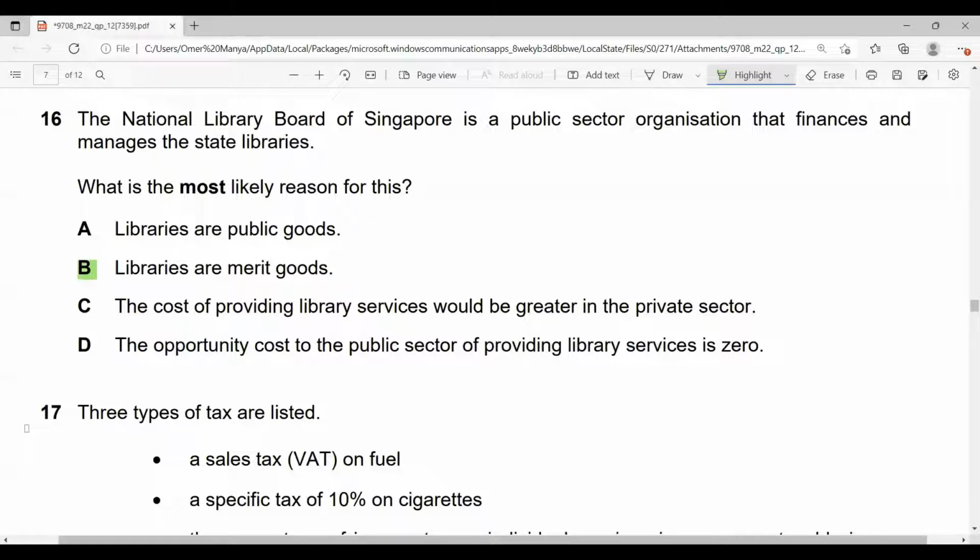But looking at options C and D, the cost of providing library services would be greater in the private sector. That's not necessarily true. The private sector is often considered quite efficient, especially because they have the profit motive. So this may or may not be true. The private sector could very well be very cost efficient. Lastly, the opportunity cost to the public sector providing library services is zero. Very unlikely that the opportunity cost is ever going to be zero when you're providing a good or service. The government is spending money on this service, and the money could have been spent elsewhere. It could have been spent on education, on healthcare, on infrastructure, and so on. So D is also out.